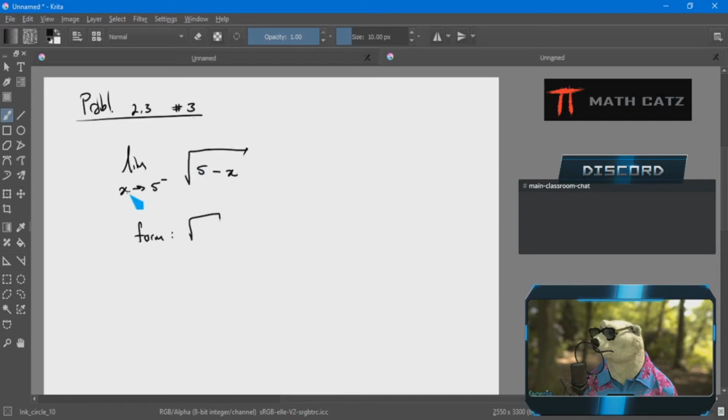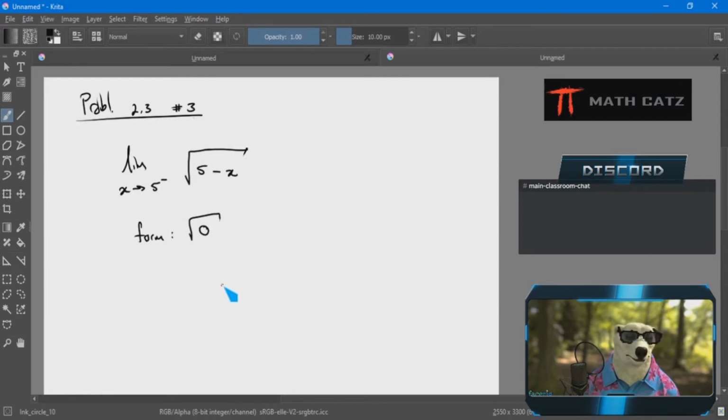Well, if x is getting closer to 5, I know that 5 minus x is getting closer to 0. But how exactly? Because I have a one-sided limit. x is always a little less than 5. A little less, 4.99, something like that, which I then subtract from 5. So 5 minus x is going to go to 0, but will it be positive or will it always be negative? That is my question.